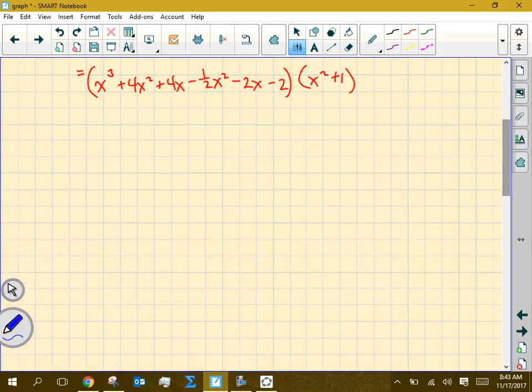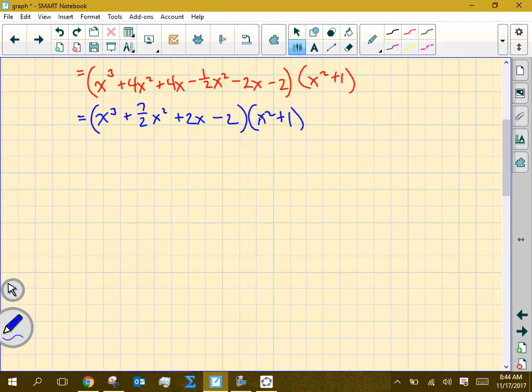If you want to combine stuff now, you can. It doesn't really matter when you do this. We've got 4x squared minus a half x squared. So that's 7/2 x squared. So plus 7/2 x squared. 4x minus 2x gives me 2x. And then minus 2. And now I've got x squared plus 1.